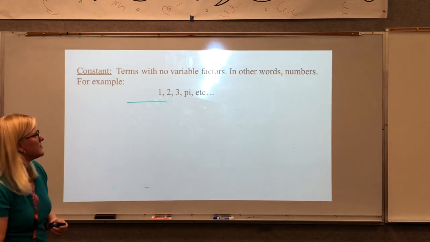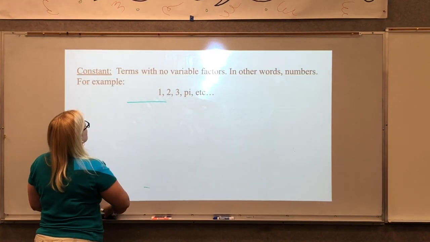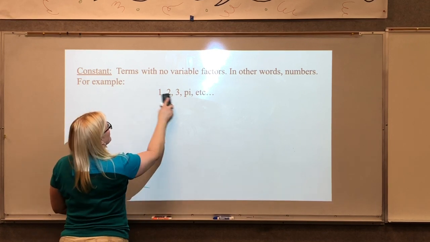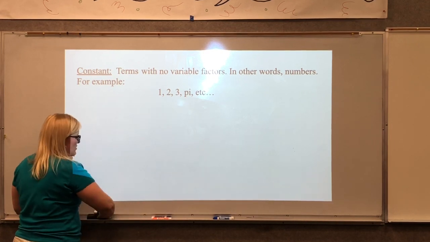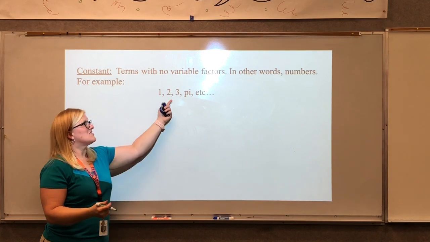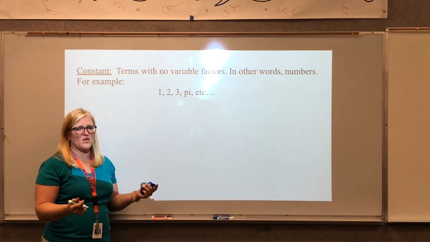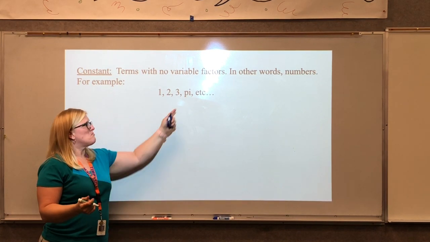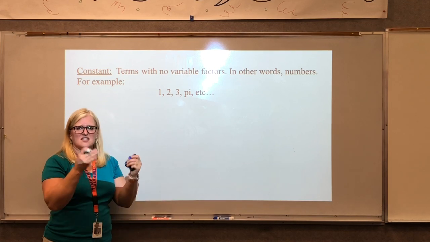So a constant is terms with no variable factors. So no x's, y's, and z's. So in other words, they're just numbers. 1, 2, 3, 7/5, pi, these are constants. They never change.